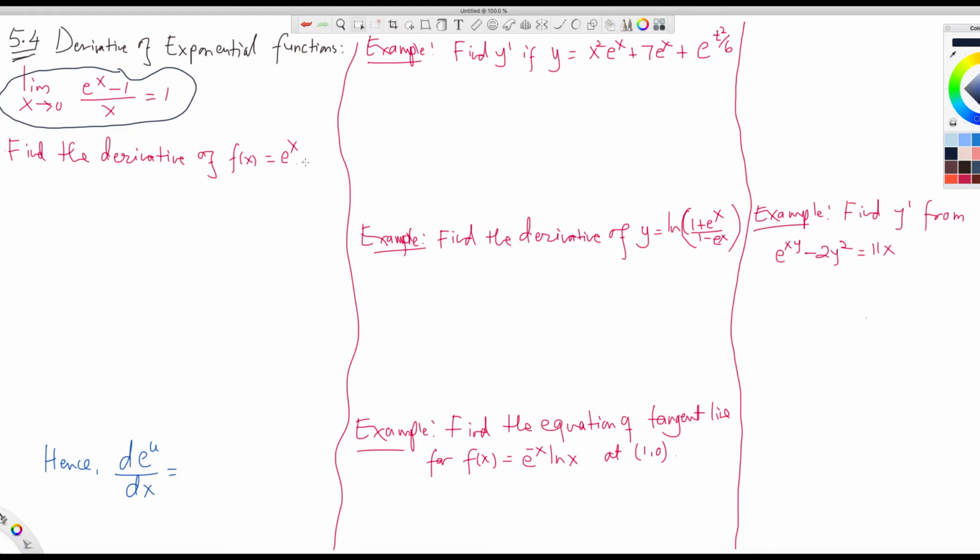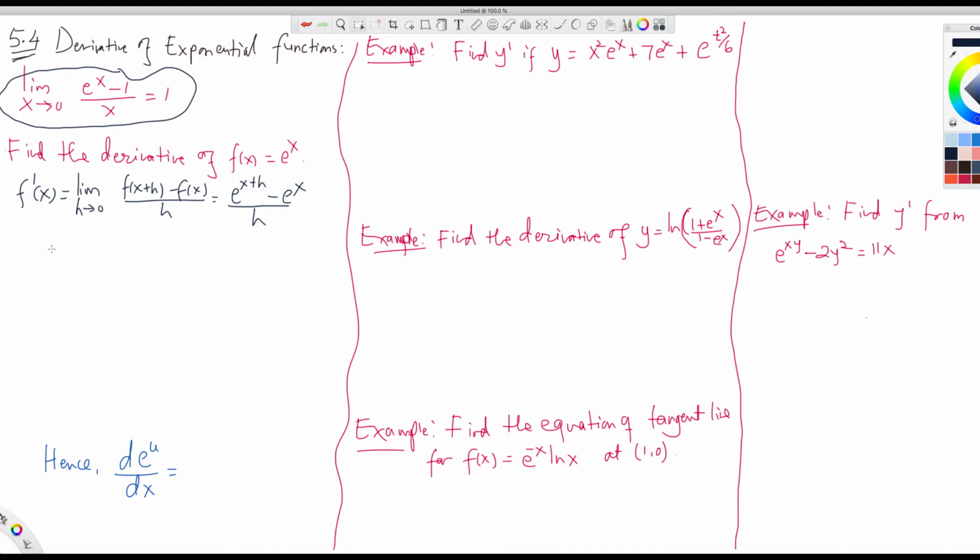So find the derivative of f(x) equals e to the x. When you find the derivative of any function, we use the limit formula first. So what is the formula for f prime of x? f prime of x is equal to the limit as h tends to 0 of (f of x plus h minus f of x) divided by h. Since f of x equals e to the x, it will be e to the x plus h, meaning x is replaced by x plus h, minus e to the x, divided by h.